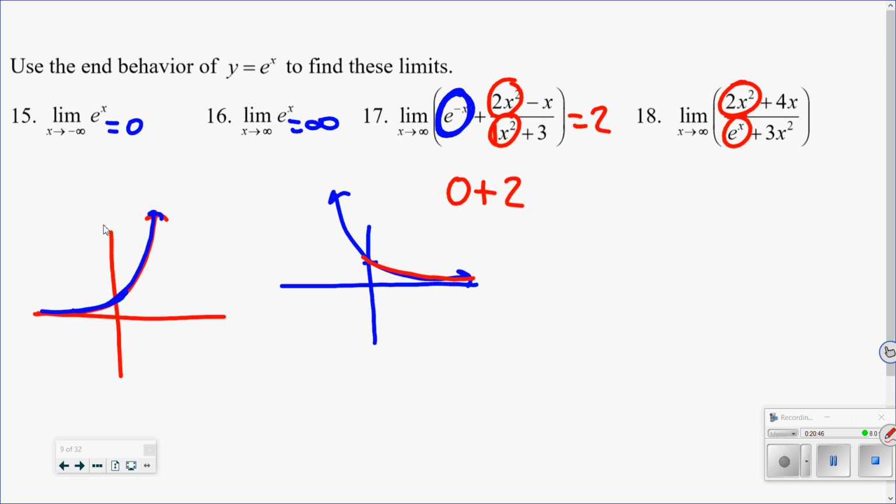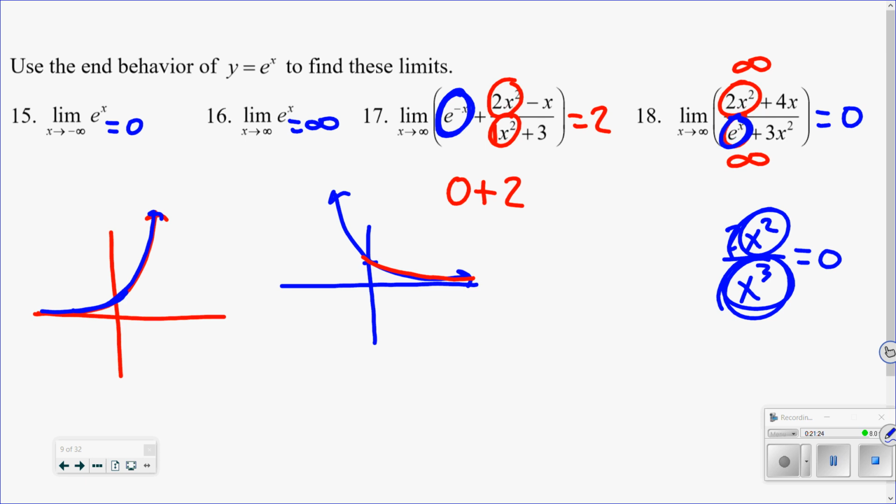Well, as x gets really big, this one goes to infinity, and that one goes to infinity. This is a tricky part, though. The bottom one, e to the x, gets bigger faster. So that means as x gets bigger and bigger, the bottom's going to get bigger faster than the top, which means you're going to get closer and closer to 0. It's really similar to if I had 2x squared over x cubed. This is going to get bigger faster than that is, which means it's going to go to 0. Same thing happens here. e to the x gets bigger faster than 2x squared, so it's going to go to 0.